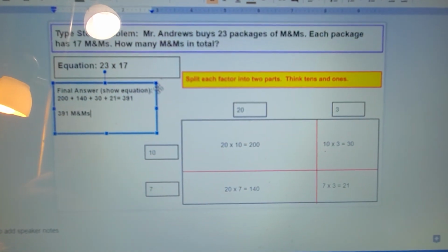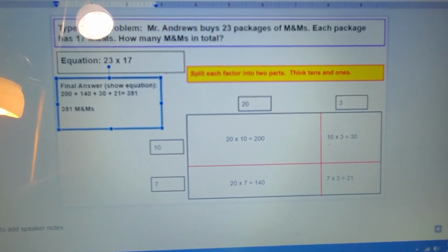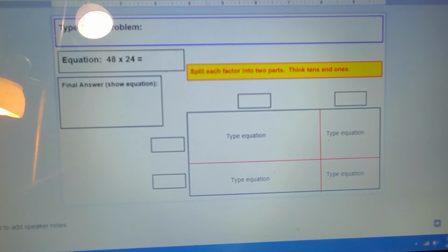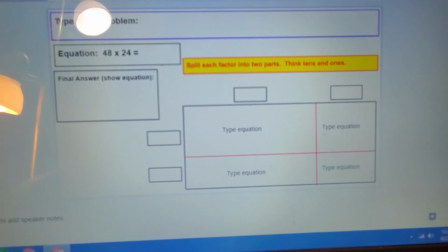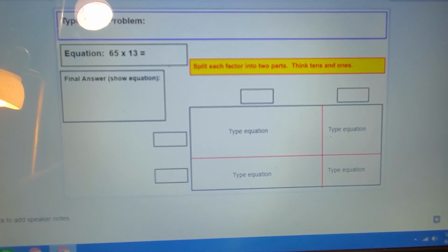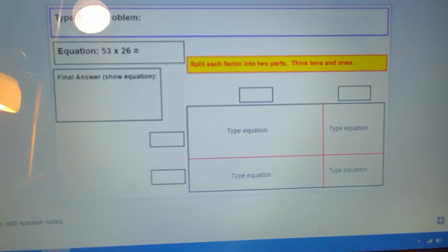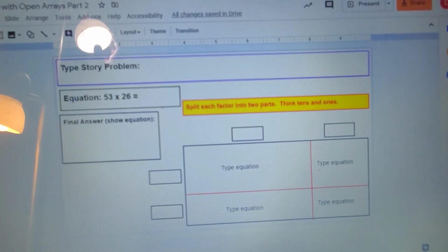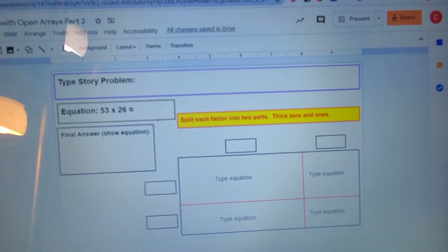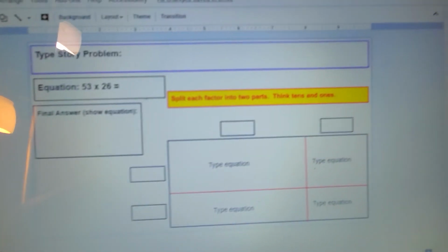So all the pages are set up the same way. So if I go to the next page, 48 times 24. So think of a story problem, split the array, write your final answer. Next page, 65 times 13. And then the final one is 53 times 26. So I did the first page for you.